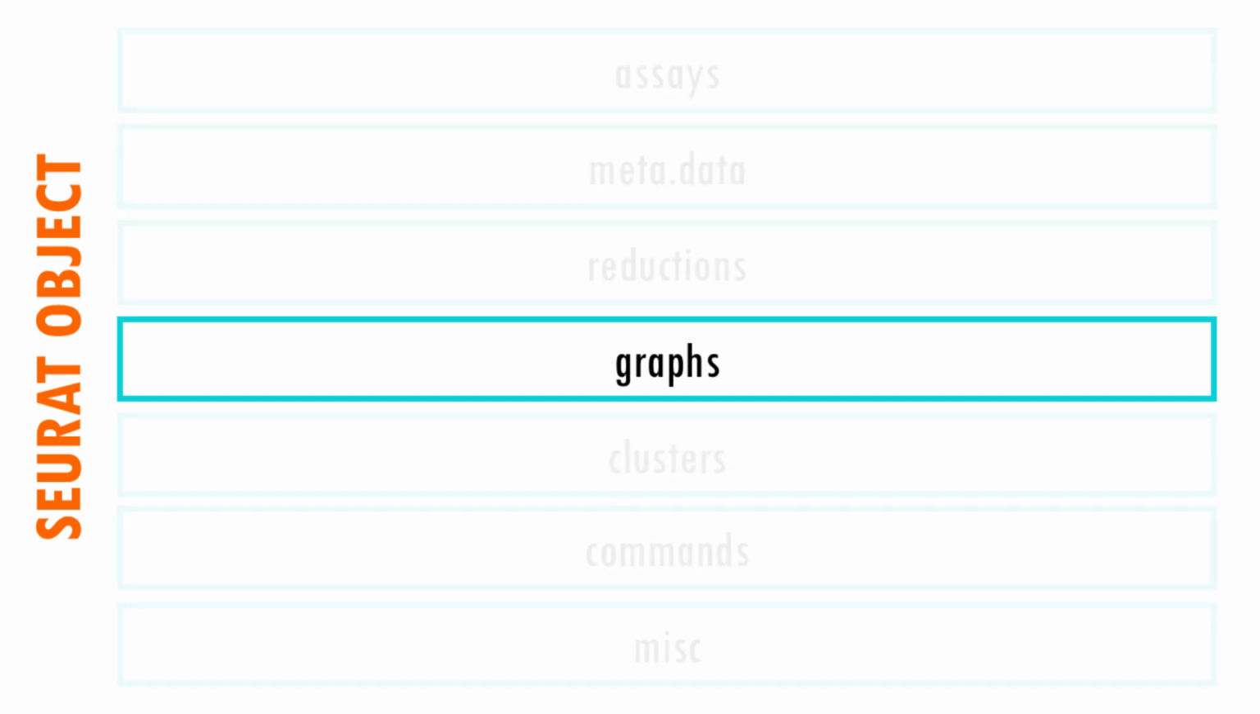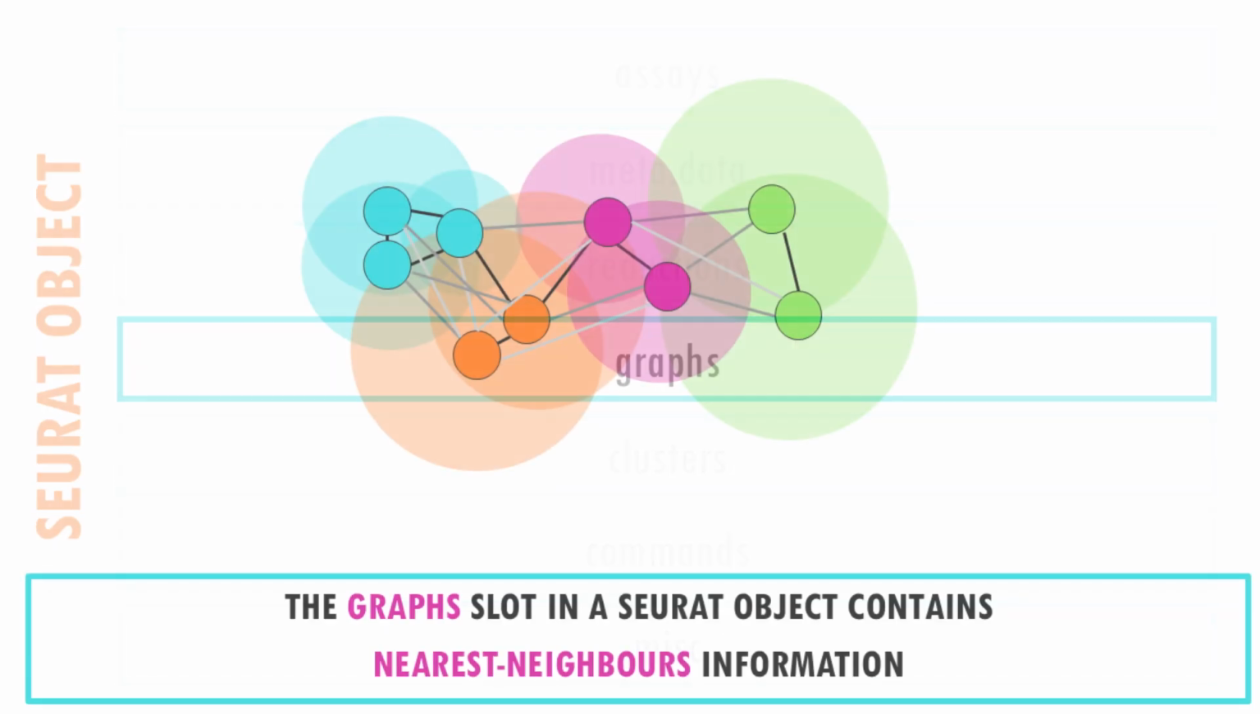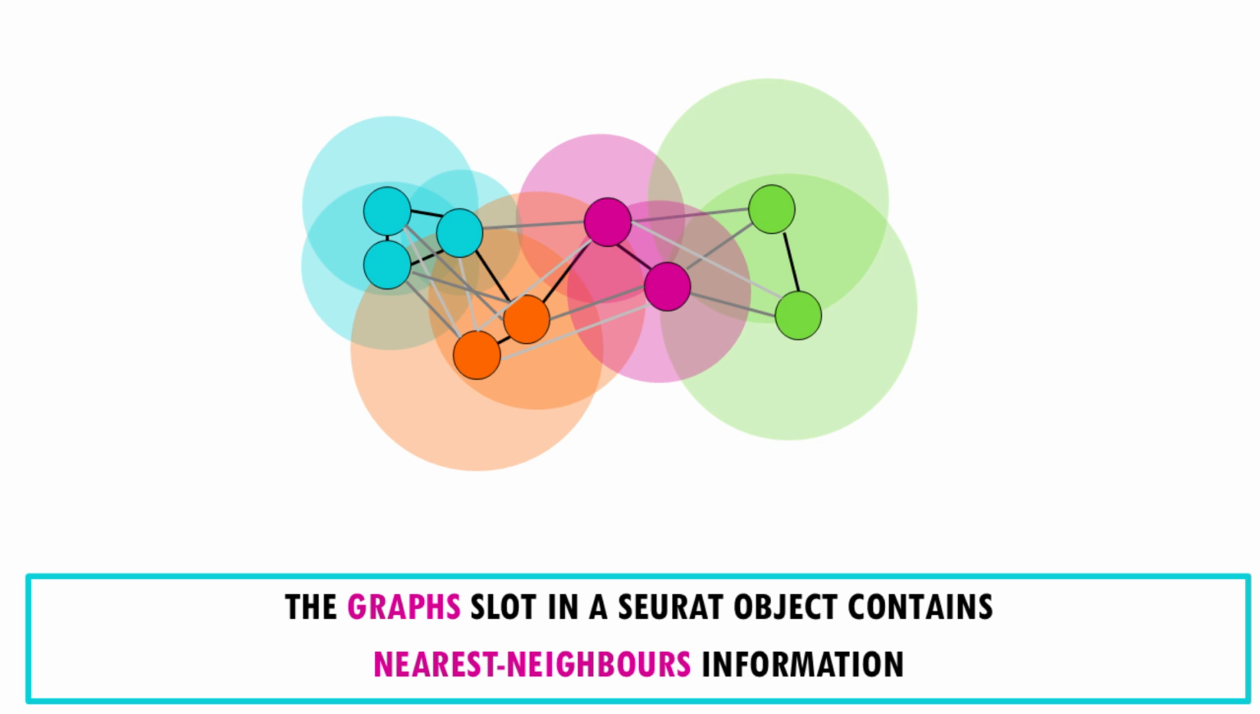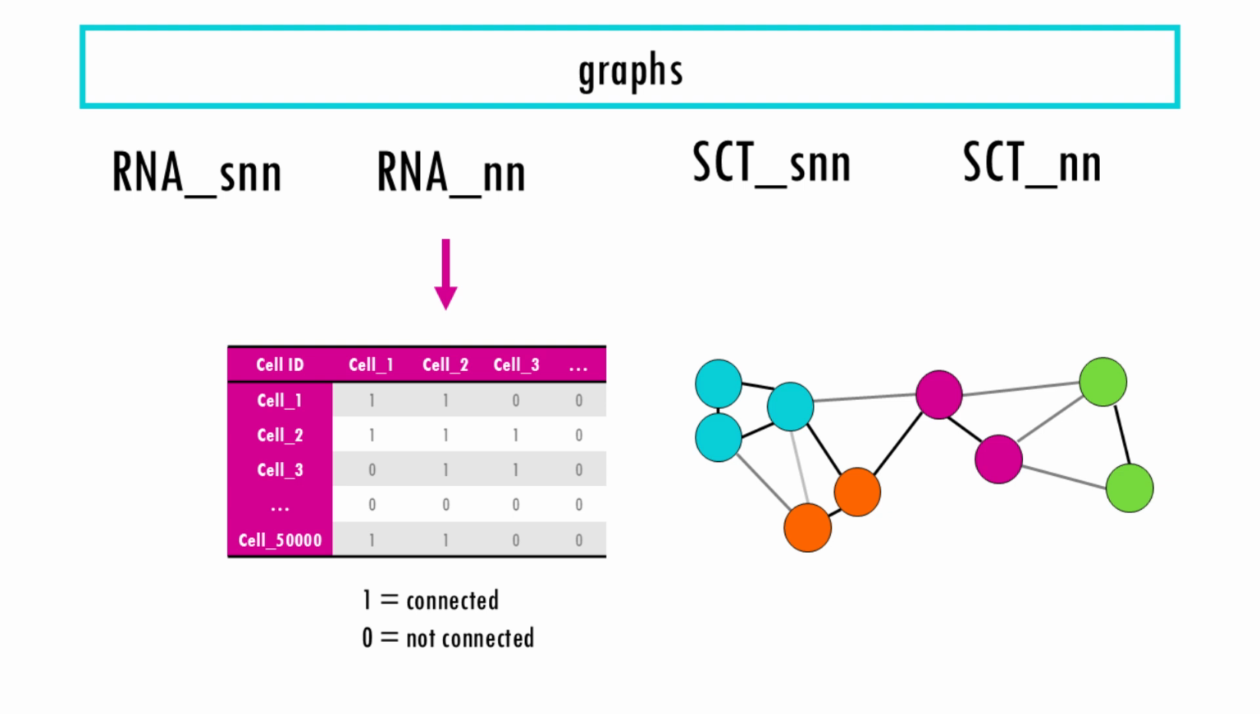Finally, the graphs slot. It contains a list of graphs, usually a nearest neighbor graph, that are used for clustering and other analyses. The graph typically represents relationships between cells based on the gene expression similarity. For example, RNA_SNN represents the shared nearest neighbor graph for RNA-seq data. Or we also have SCT_SNN, which would be based on the SCT corrected counts. We'll talk a bit more about these graphs when we compute them.